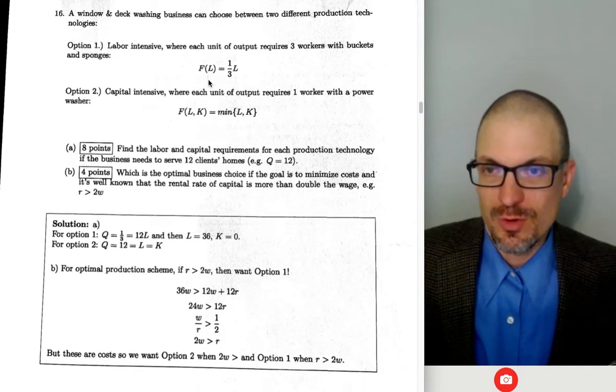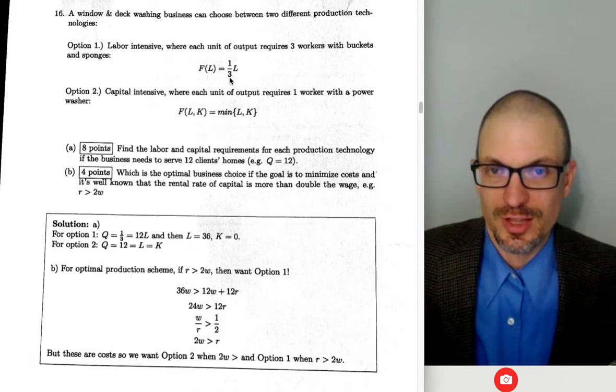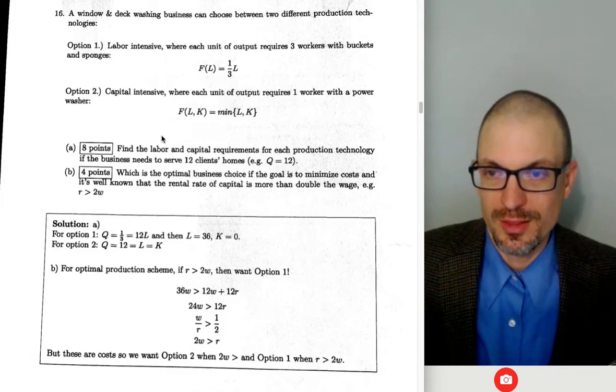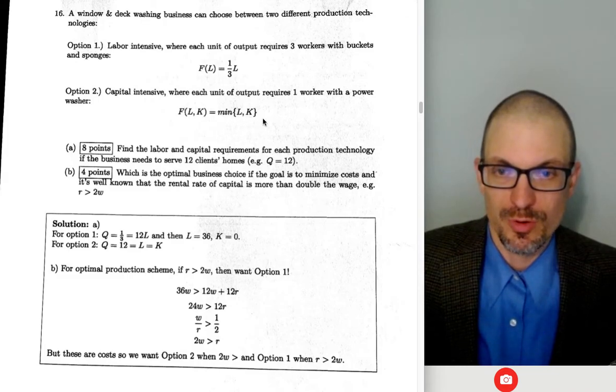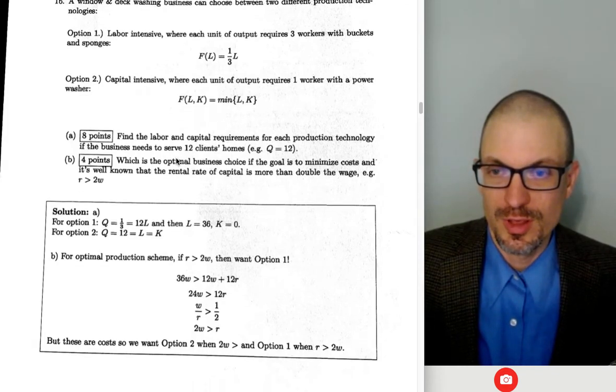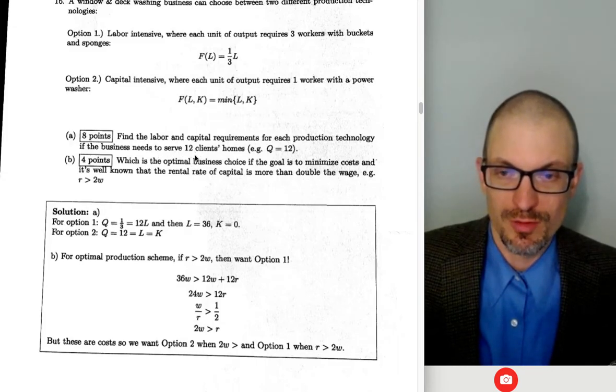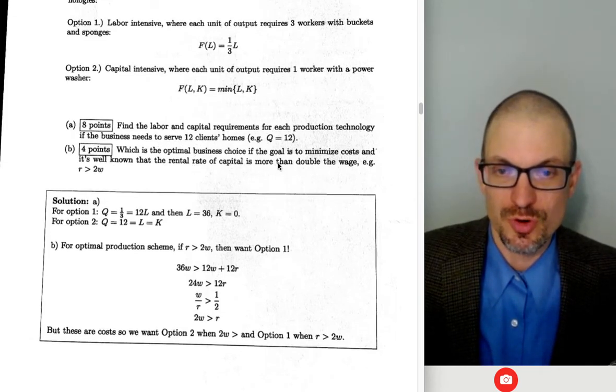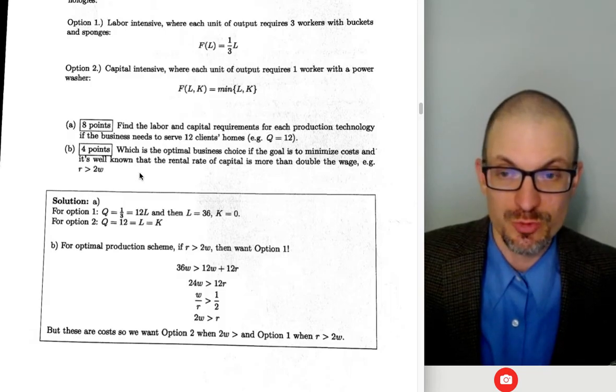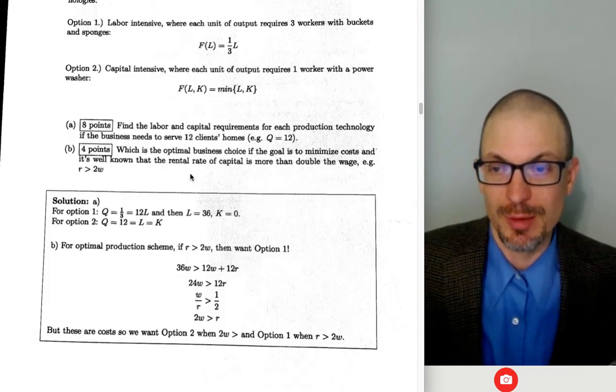All right, so a window and deck washing business might choose 2 different production technologies. Labor intensive, so F of L is 1/3 L. Capital intensive, each unit of output requires 1 worker with a power washer. Find the labor and capital requirements for each production technology if we serve 12 clients' homes. What's the optimal business choice if we want to minimize costs? And it's well known the rental rate of capital is more than double the wage.